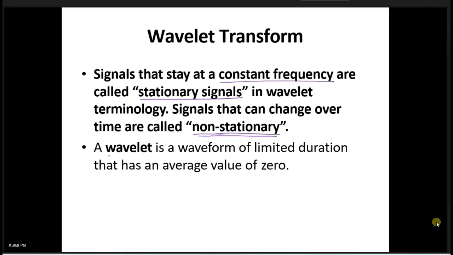Now, what is a wavelet? A wavelet is a waveform of limited duration that has an average value of 0. Okay.